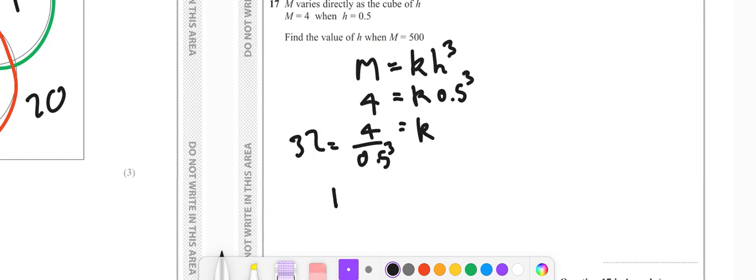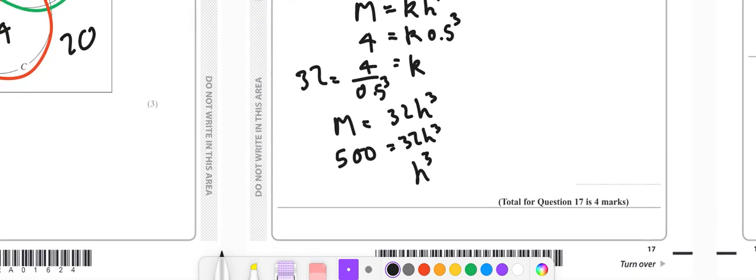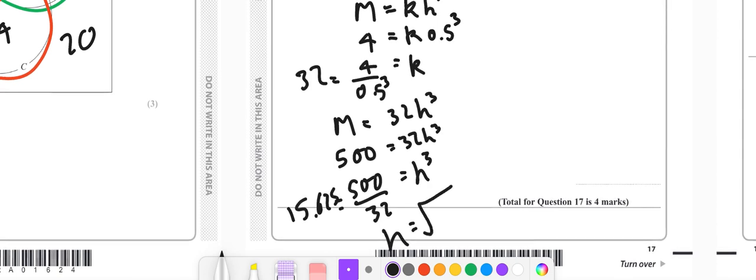So that means that m is 32 h cubed. m is 500, so 500 equals 32h cubed. h cubed is 500 divided by 32, which is 15.625. So h is the cube root of 15.625, which is 2.5.